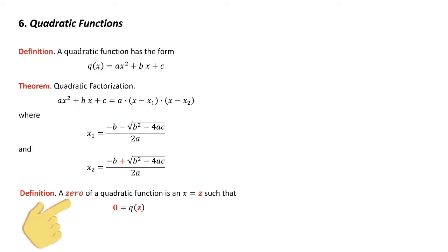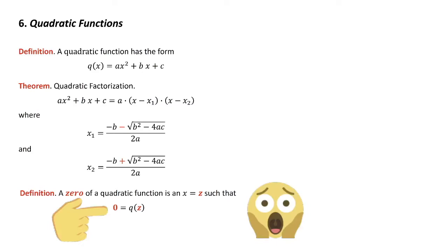And we'll use this in some examples in a moment. Another piece of terminology is a zero of a quadratic function, or we'll see of a polynomial in general, or a function in general. A zero is a number. I use z for zero, right? And what it does is it makes the function zero.